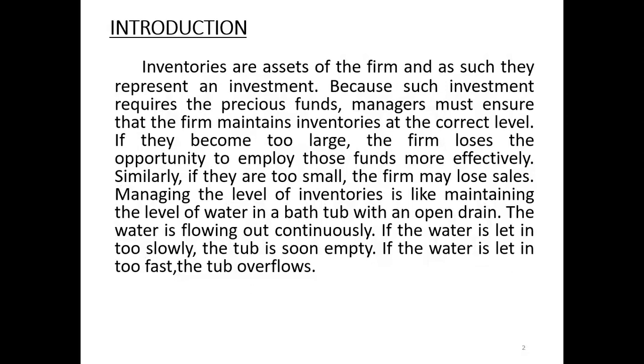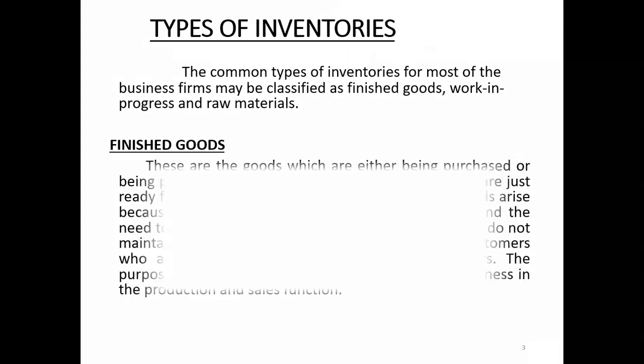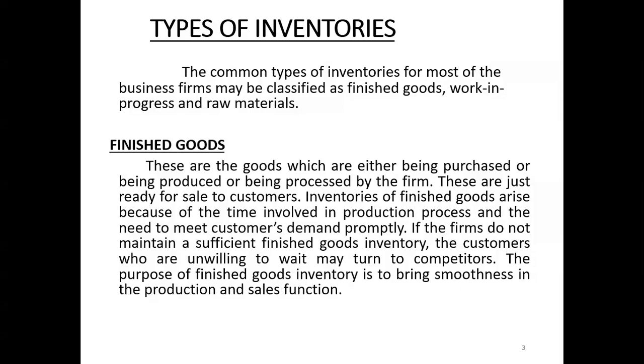So, having said that, let me move on to the types of inventories available. As I mentioned earlier, the common types of inventories in most business firms may be classified as finished goods, work in progress, and raw materials. Inventory refers to the stock of finished goods only, whereas in manufacturing concerns it will also include work in progress and raw material too.